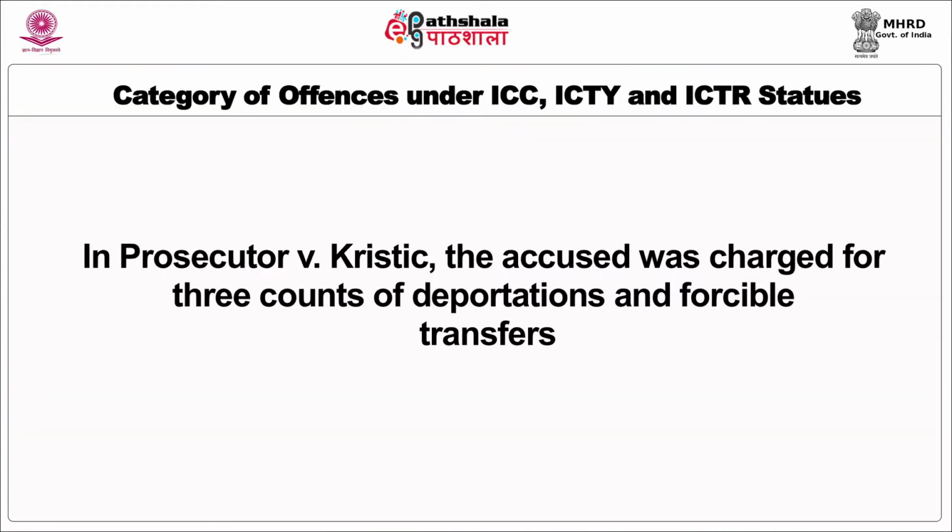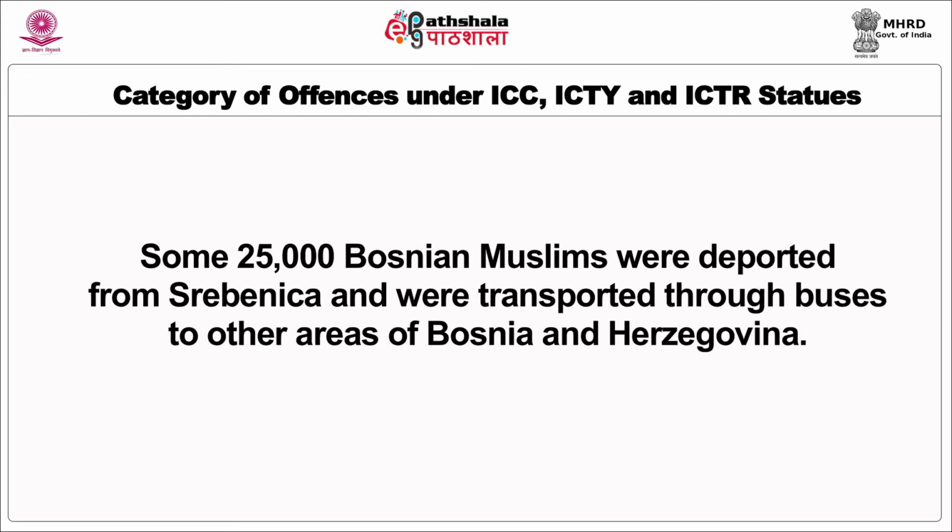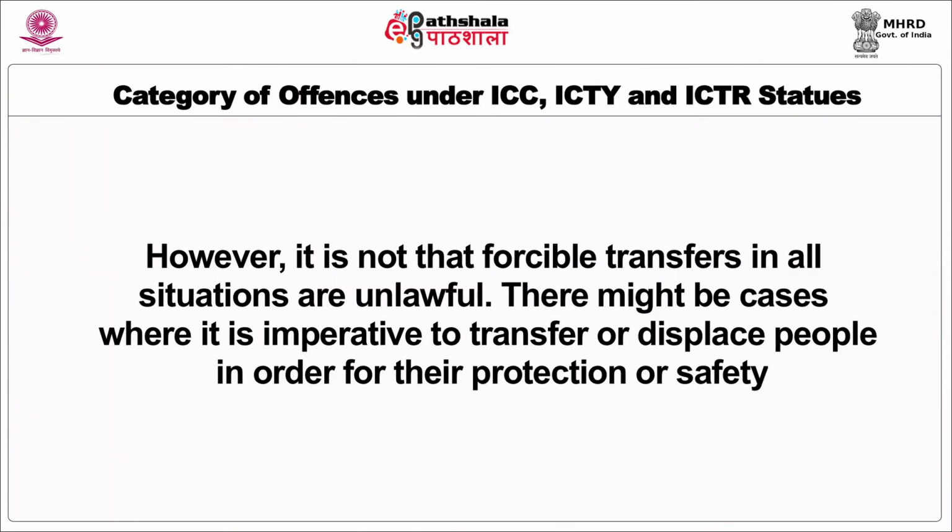In the case Prosecutor versus Krstić, the accused was charged with 3 counts of deportation and forcible transfer. Some 25,000 Bosnian Muslims were deported from Srebrenica and were transported by buses to other areas of Bosnia and Herzegovina. It was stated that both deportation and forcible transfer relate to the unlawful evacuation of people from territories in which they reside. However, forcible transfers are not in all situations unlawful.